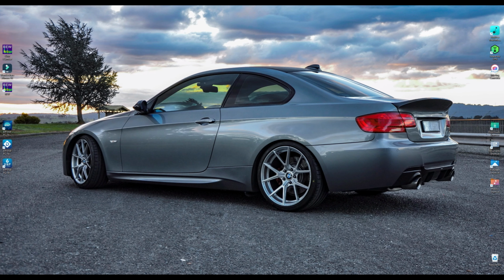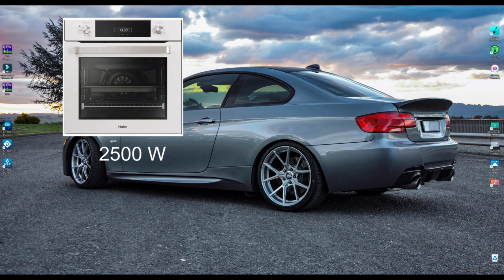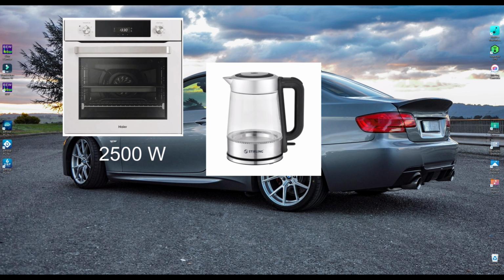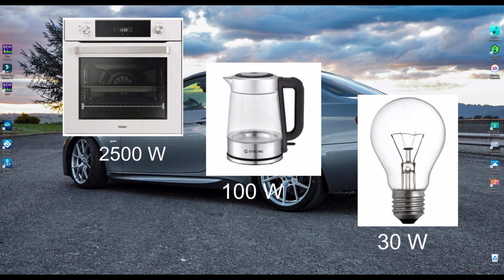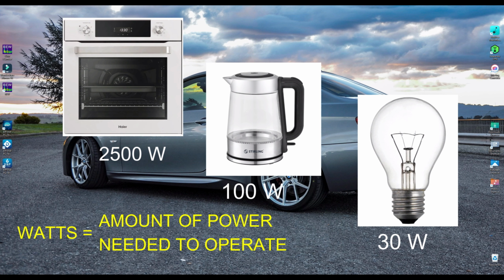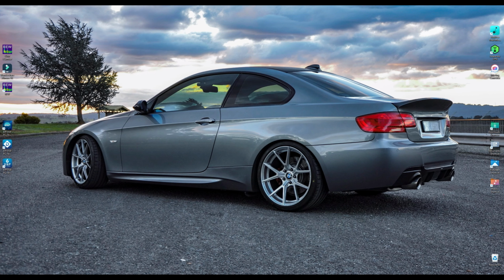So for example, you'll hear that your oven is a 2,500 watt oven, right? Or your kettle might be a 100 watt kettle, or your light bulb might be a 30 watt light bulb. So the term wattage is used to describe how much power the device needs to operate. So when we're talking about car audio and we're saying my amplifier can supply 500 watts per channel, that means that the amplifier can supply a certain amount of power to whatever device it is driving.